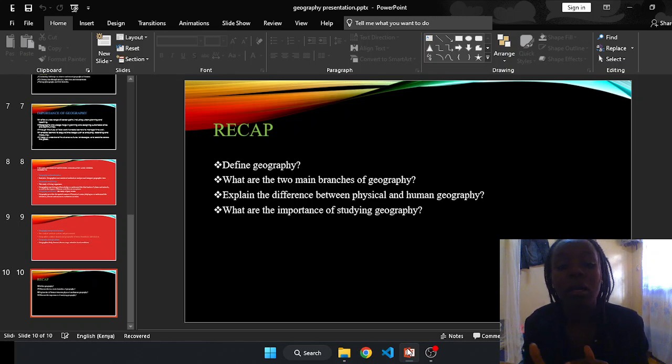Geo means earth and graphia means to draw or describe. So when we put those two terminologies together, it says geography. When we put geo and graphia together, it means the description of the earth.